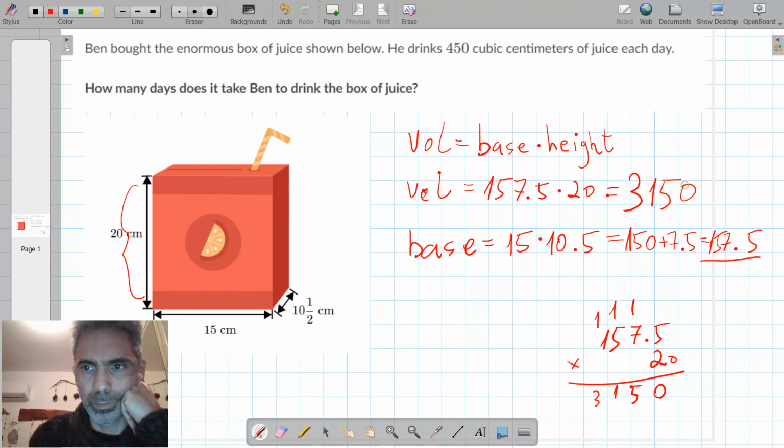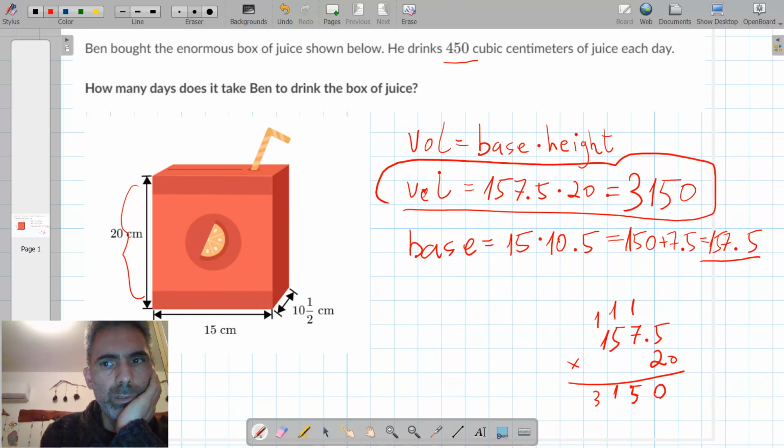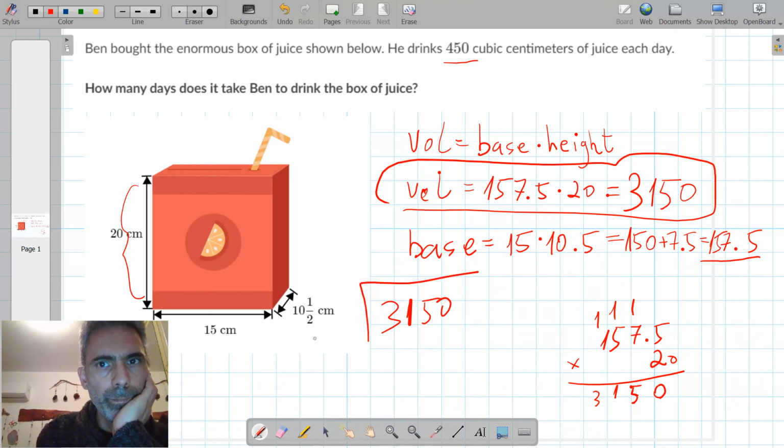3,150. And he drinks 450 cubic centimeters of juice every day. So if the total volume is 3,150, we need to divide it by the amount he drinks every day. So 3,150 divided by 450.